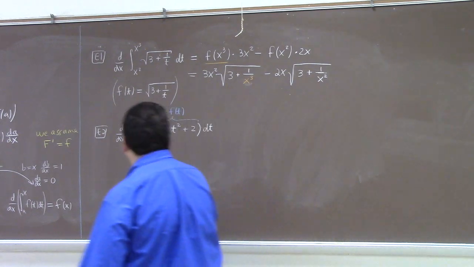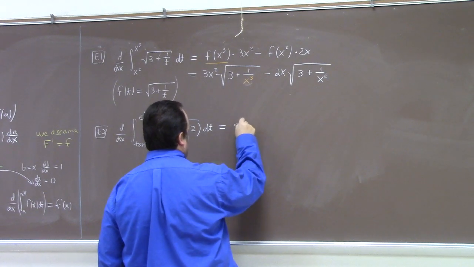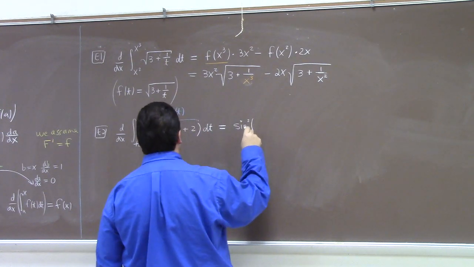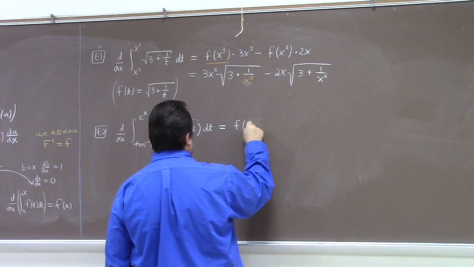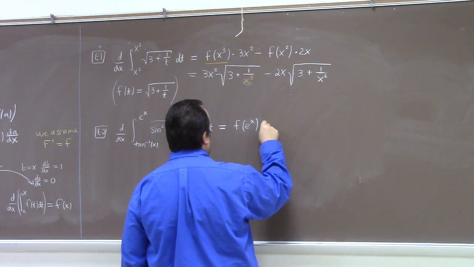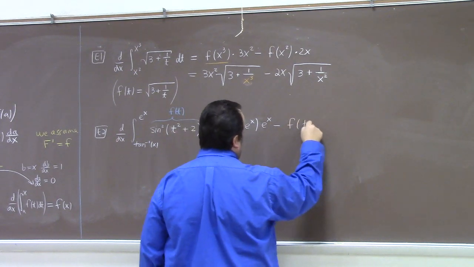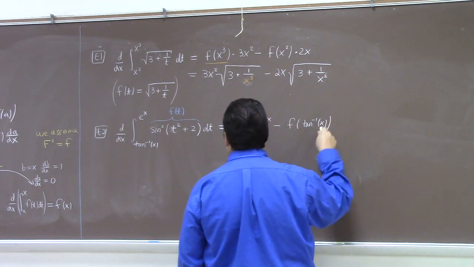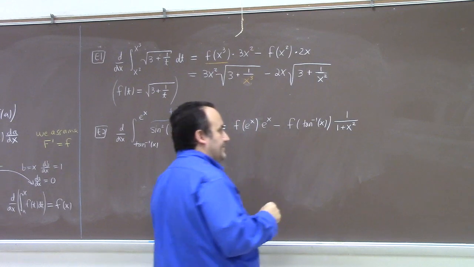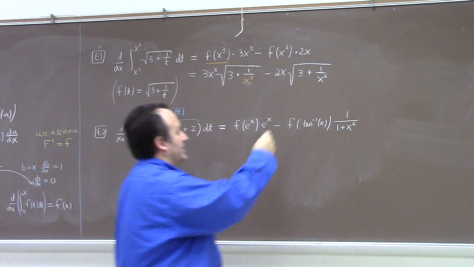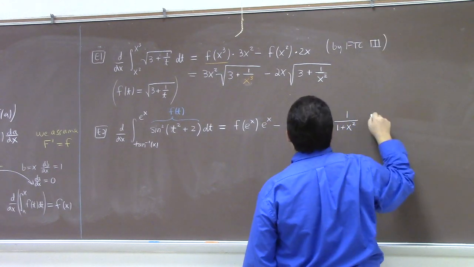So I'll just get straight to it here. We've got sine squared of, fine, I'll write the in-between step. I'm supposed to have f of e to the x times the derivative of e to the x, which is e to the x, minus f of inverse tangent of x. What's the derivative of inverse tangent of x? It's 1 over 1 plus x squared, right? This is by FTC III.